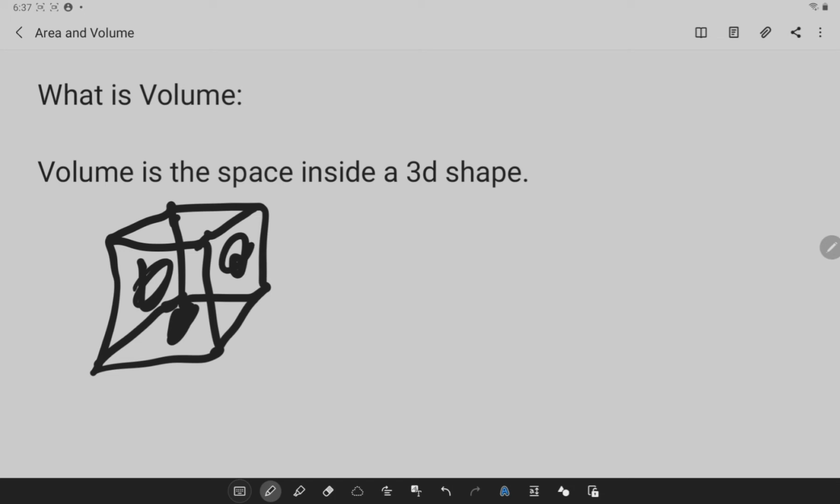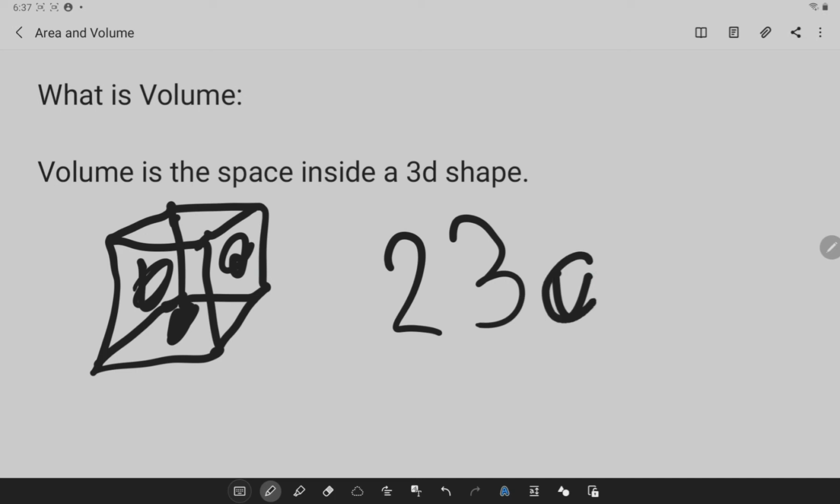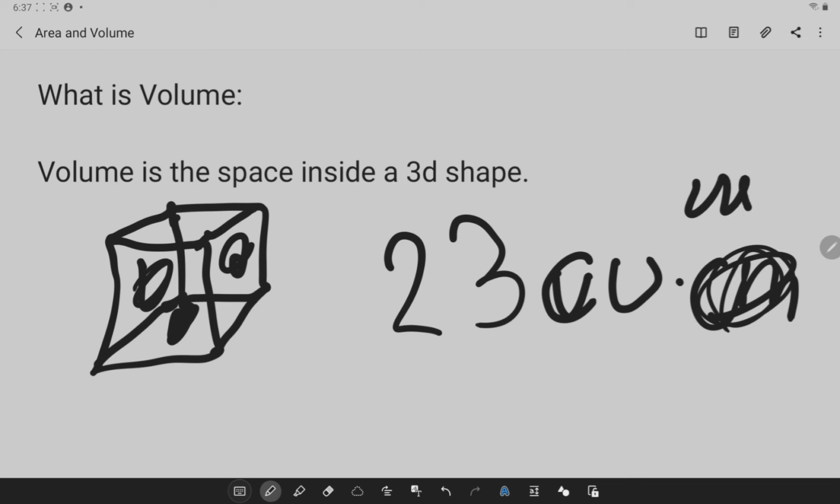How do you write volume? Over there we wrote 23 square centimeters. Square is for 2D. Over here we will write it as 23 cubic centimeters or cubic units, because again I did not give any units, so this can be written as cubic units.